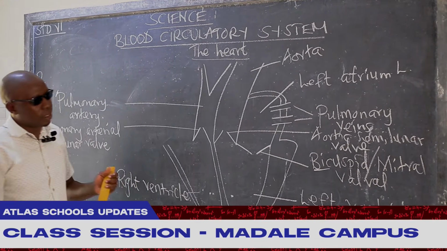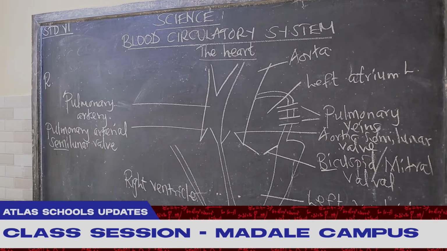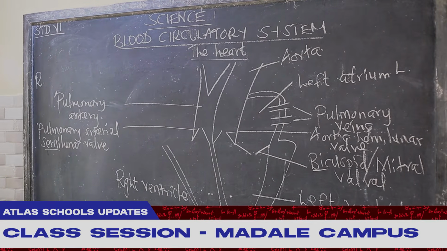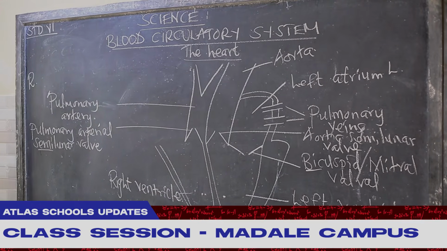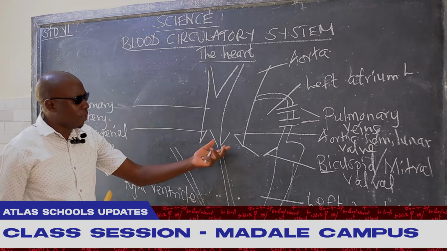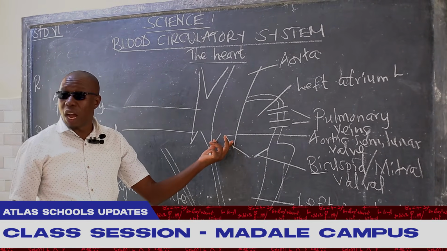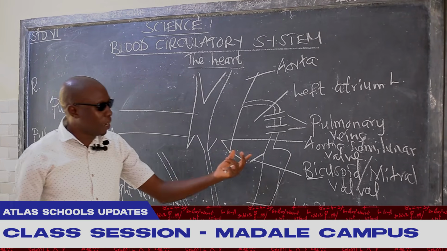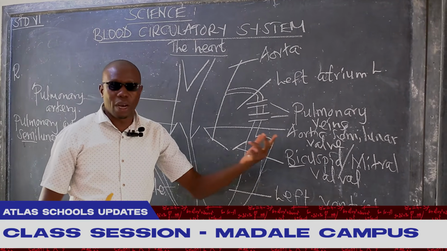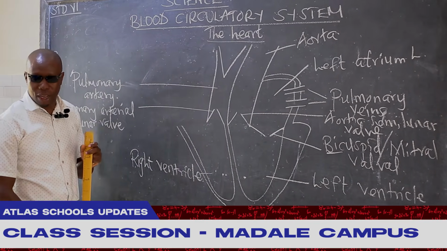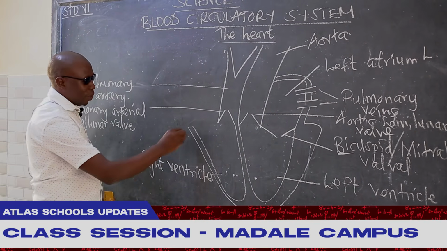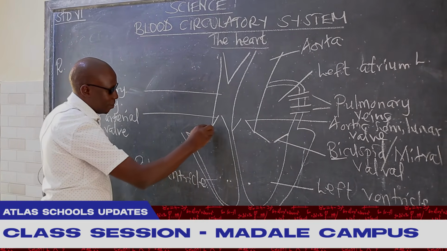Can you say aortic semilunar valve? Aortic semilunar valve. So the aortic semilunar valve, aortic means it is inside the aorta, okay? Then the proper name is semilunar valve. So aortic tells you where it is found.